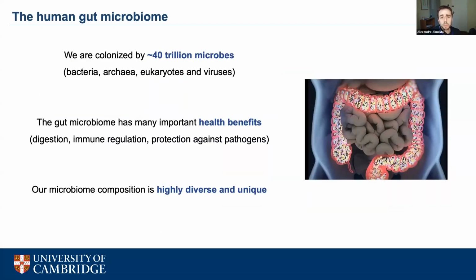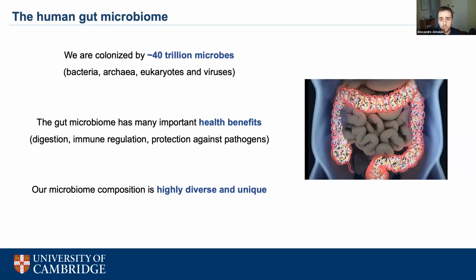Now, in the case of the human microbiome, this has become quite a hot topic in recent years. And one of the main issues and challenges of working with the microbiome is how diverse it actually is. So the human gut microbiome in particular, which has the highest density of microbes in our bodies, is colonized by over 40 trillion microbes that span all domains of life. So we have bacteria, archaea, eukaryotes, and viruses in there.